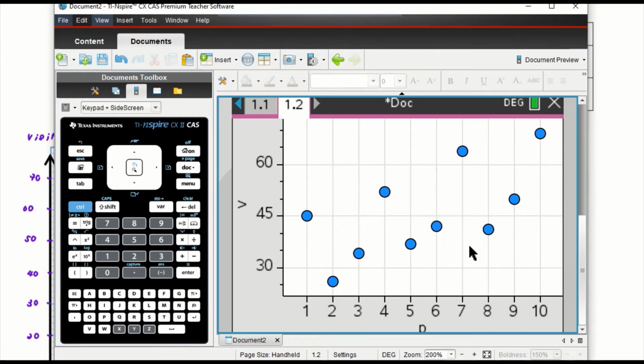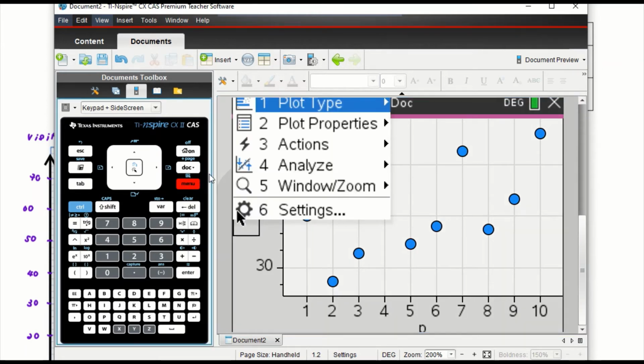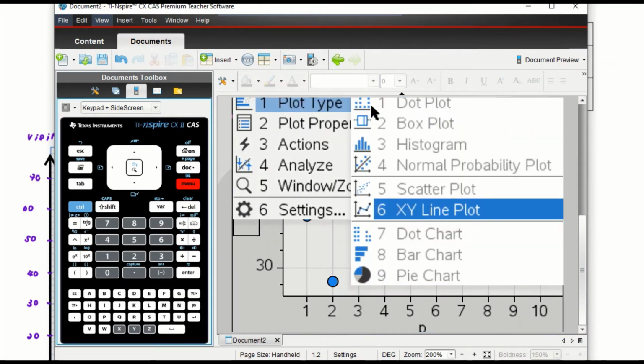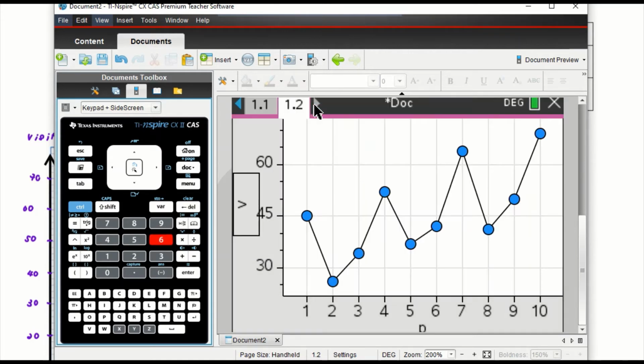But let's say we want to add in a line, how can we do that? There are two ways to do that. The first one is to press menu. Then you realize that there's plot type. When you go into this menu, you'll realize that you have only one option here, which is the XY line plot. So you can straight away press menu 1-6, then you should be able to get the line.